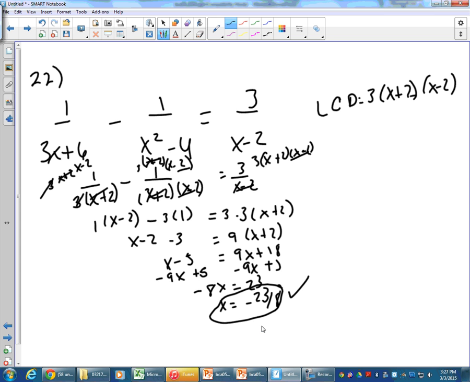That's a review of rational equations that we've solved in class, and that should get you through problem 25 on your homework.